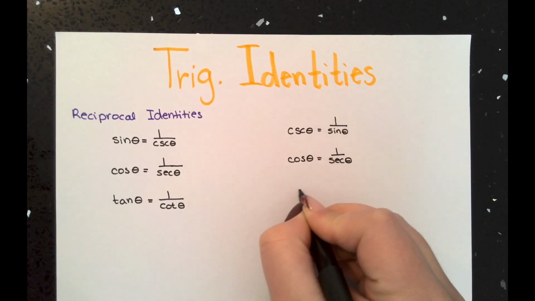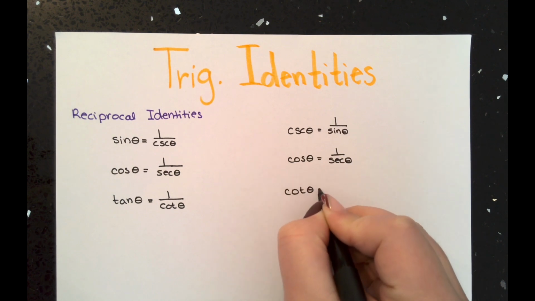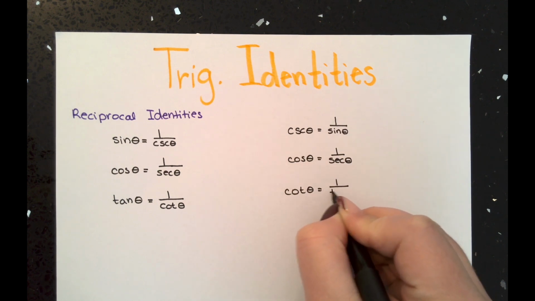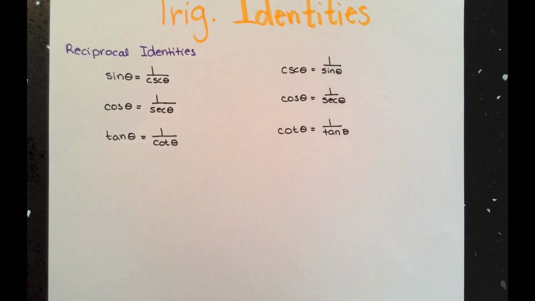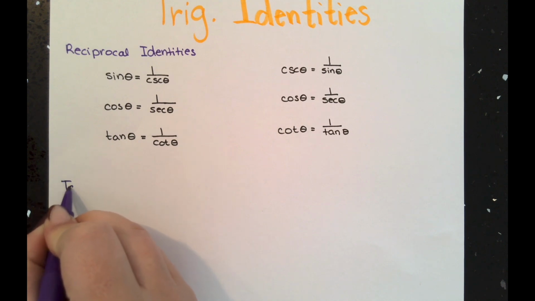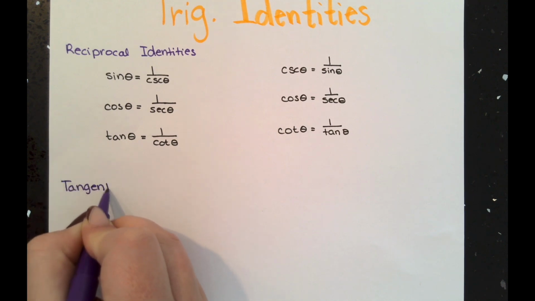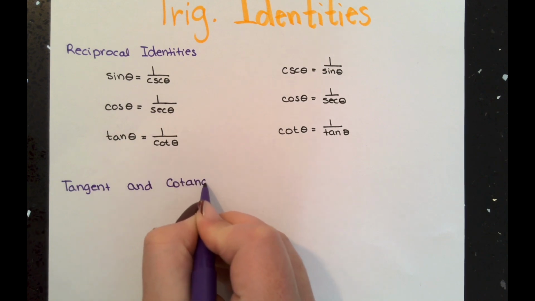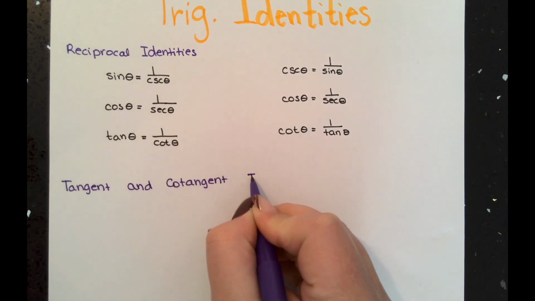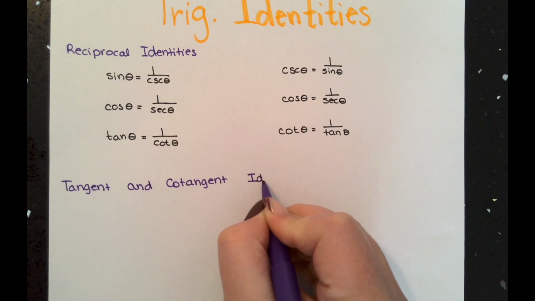Thank you. And cotangent of theta is equal to 1 over tangent of theta. Next, we have the tangent and cotangent identities. Now, if you're in my class, you have seen these before.